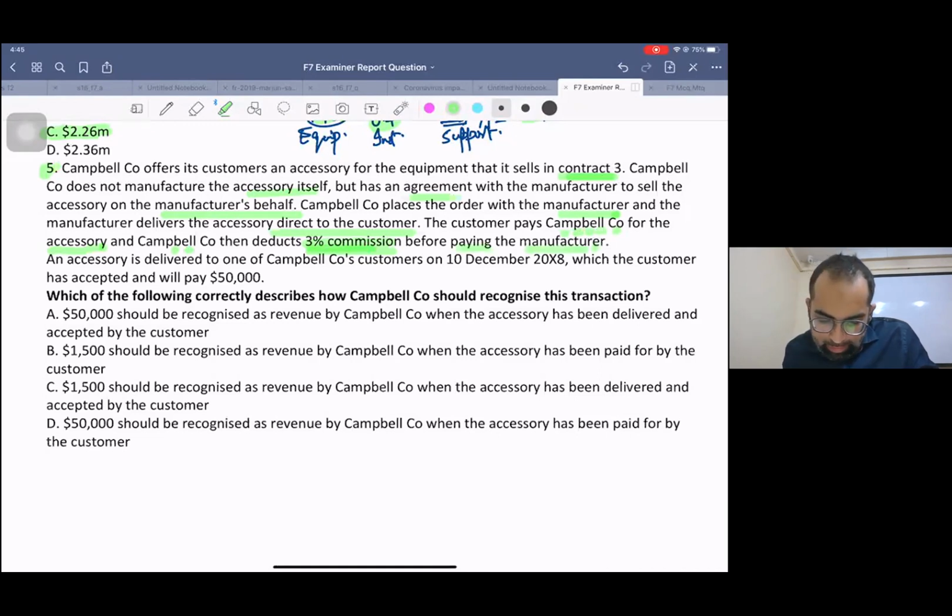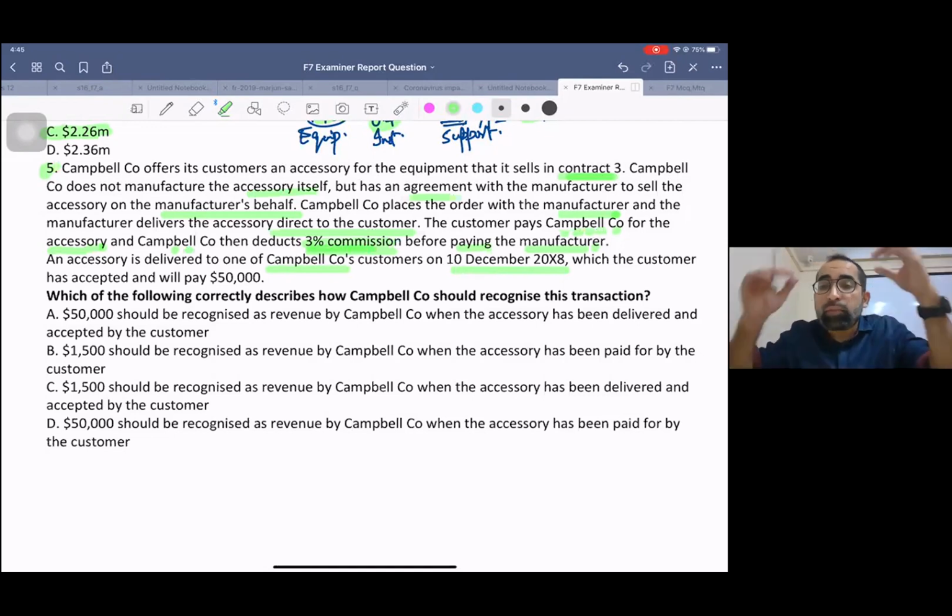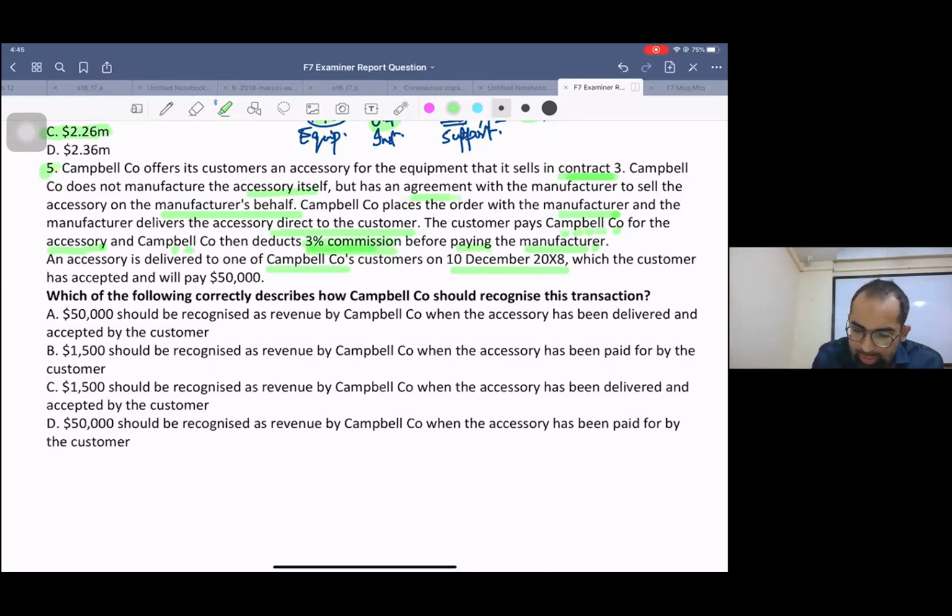Okay. An accessory is delivered to one of Campbell Company's customers on 10th December X8. That means before the year end. Your year end is 31st December X8, and the customer has accepted. Yes, the customer has accepted and will pay. No issue, will pay 50,000.